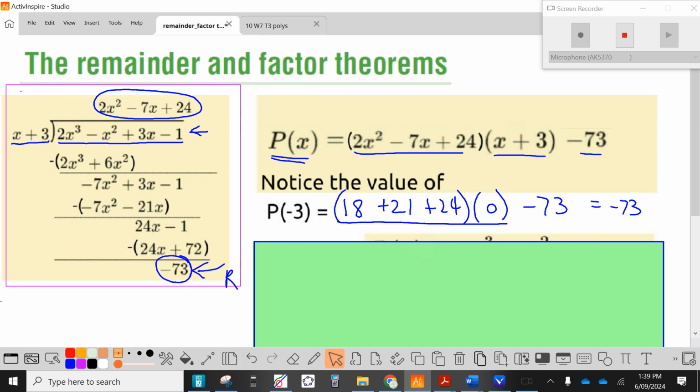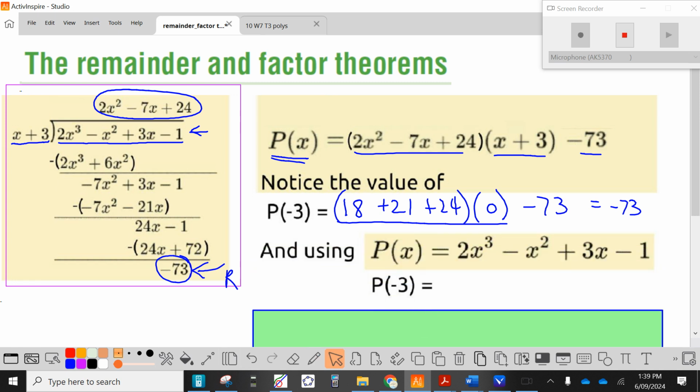But if we were to in fact substitute negative 3 into the original polynomial, so this polynomial once again here, then we end up with 2 times negative 3 cubed, which is 2 times negative 27, minus 9. I've got a minus 9 again, and a minus 1. So we end up with negative 44, and then minus 19, and that will in fact combine to give us negative 73. The same result we had here and the same result we had there.